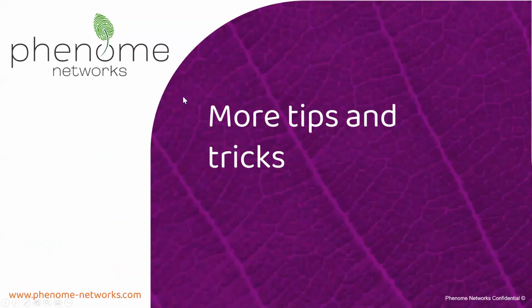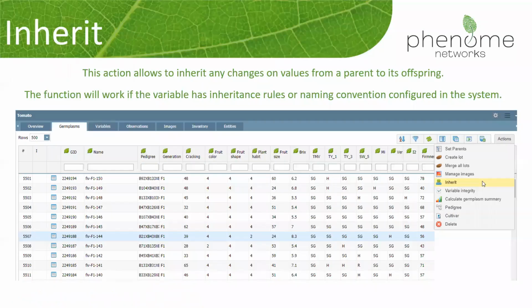Okay, so now we are going to the more general tips and tricks. So the first one that we will talk about today is the inherit. So it's also a very important action to do when you are changing data from a parent to an offspring, and you want to change it for the entire offspring. You don't want to change it just in one field. If we would like to change this in one field, we will use the recalculate like we did before. But here we want to change it for one germplasm, but to all of its offspring.